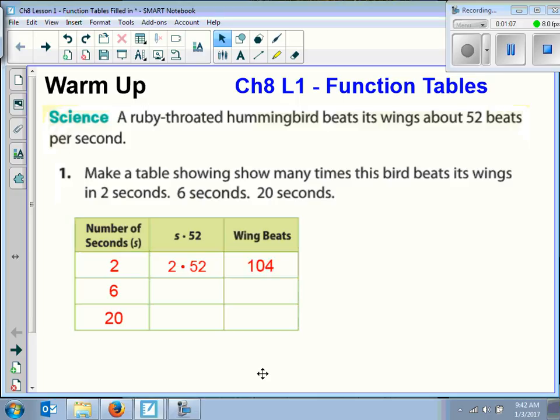Very good. And then we'll substitute 6 in for S, so that's 6 times 52, right? And that gives us what? 312. Very good. And now we're going to substitute 20 in for S, and that gives us 1040. Is everybody clear how that works? This is called a function table. And that's what we're going to be working with today.